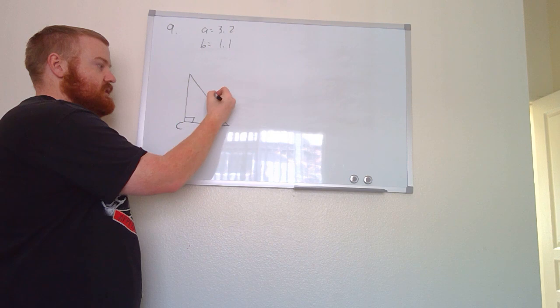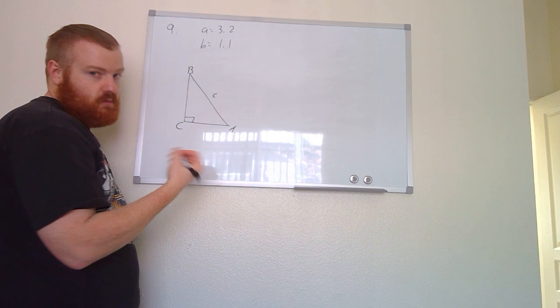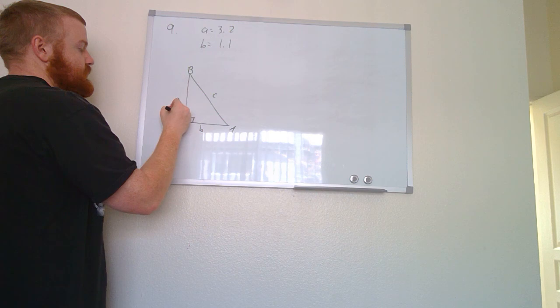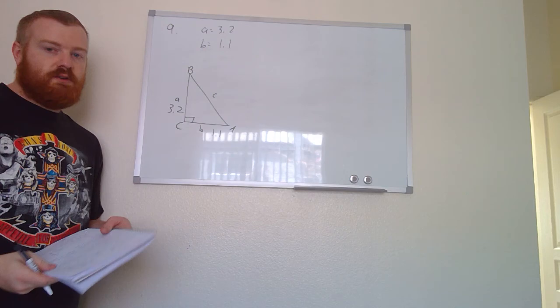And then I'll just pick the bottom to be A, the top to be B. Once again, if you flip them, you'll still get the same answer in the end. Your triangle will just be flipped on its side. So this will be side A, this will be side B. So we have side A is 3.2, side B is 1.1. So now I have two side lengths and I have one angle.